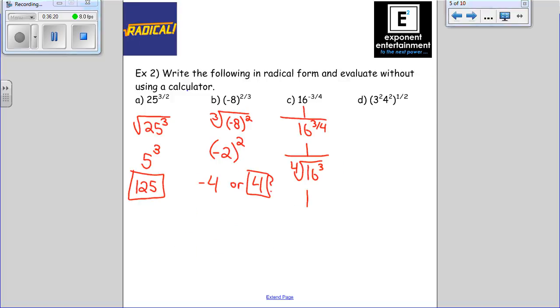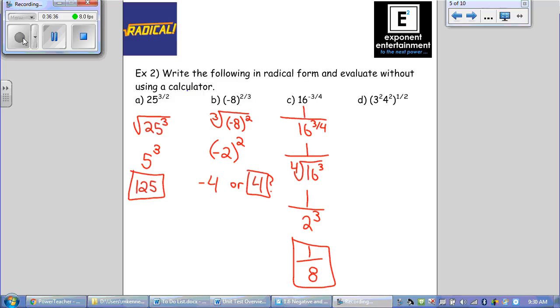Bit of a tricky one. That got rid of the negative exponent, so that's why I did that first. The second thing I did was I changed that fraction exponent now into a radical. The thing I did after that was the 4th root of 16, and you might not have had to do it on your calculator. The 4th root of 16 is just 2. So the 4th root of 16 became 2, that left me with 1 divided by 2 to the power of 3. 2 to the power of 3 is 8, that's 1 over 8.